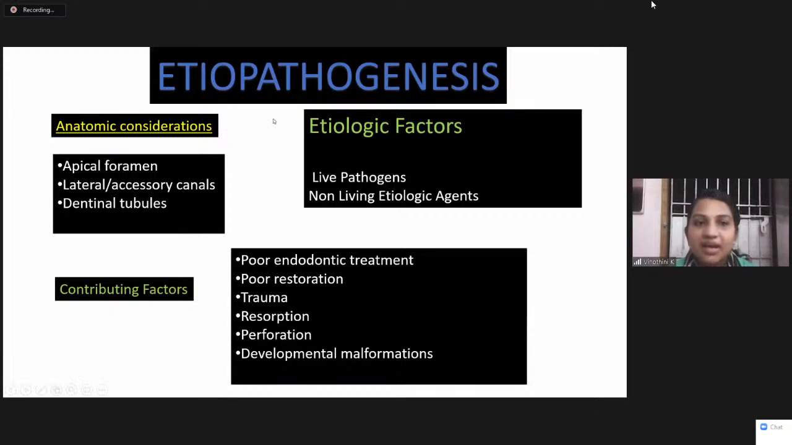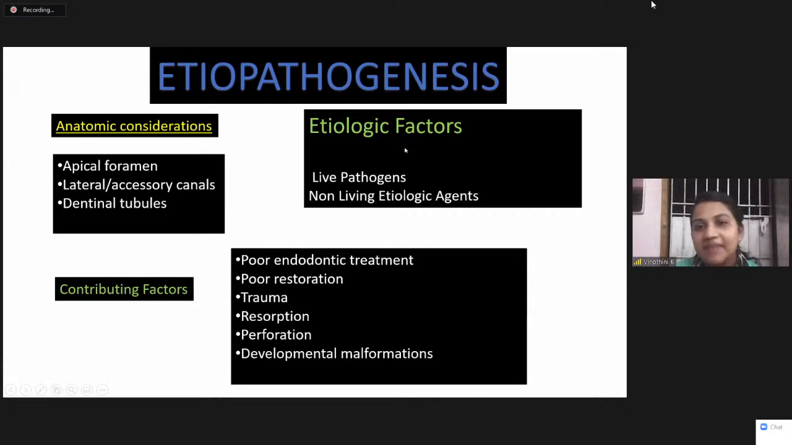Etiopathogenesis is similar. It has anatomical connections: the apical foramen, lateral canals, and dentinal tubules, and contributing factors, as I told you: trauma, resorption, perforation, malformation, etc.